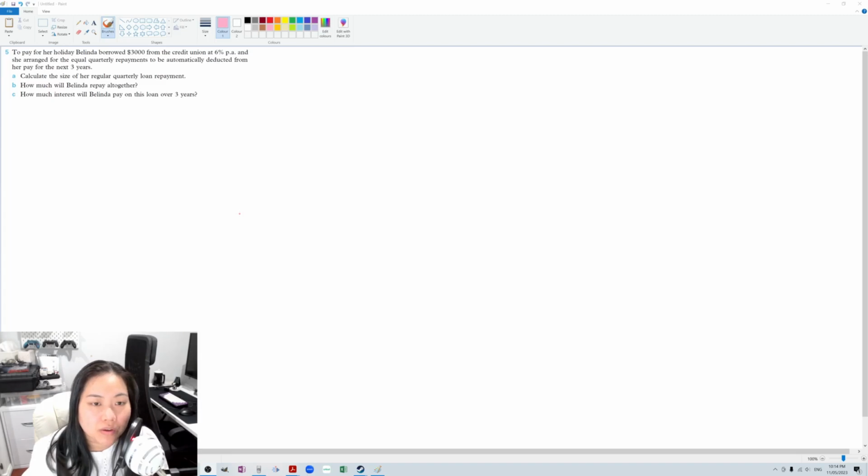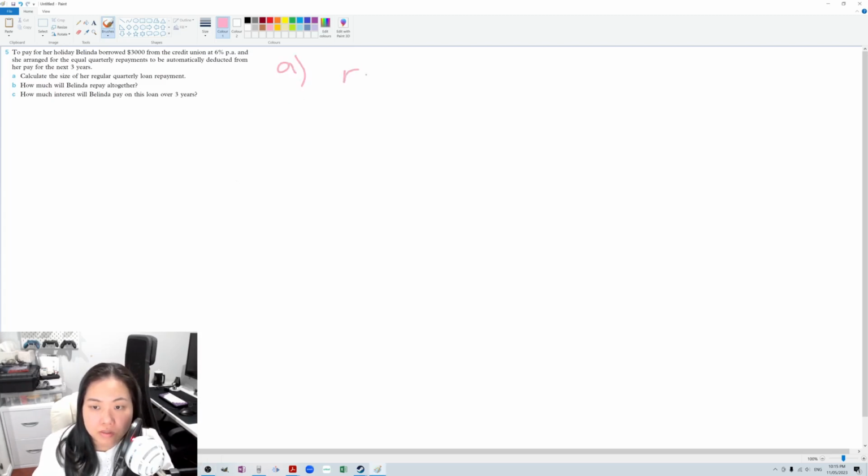All right, moving on to a borrowing type of question. It says, to pay for her holiday, Belinda borrowed $3,000 from the credit union at 6% per annum, and she arranged for the equal quarterly repayment to be automatically deducted from her pay for the next 3 years. A. Calculate the size of her regular quarterly loan repayment. B. How much will Belinda repay altogether? And C. How much interest will she have paid over this loan?